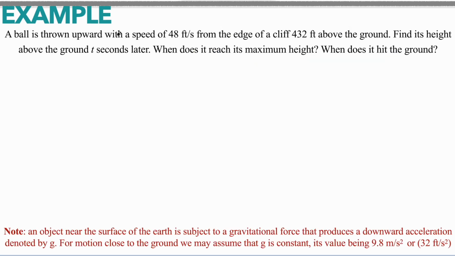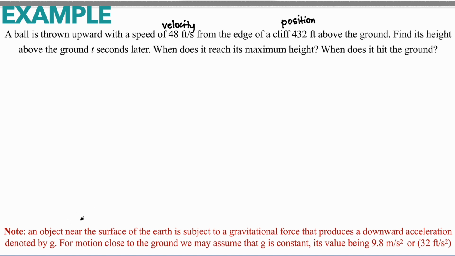Next, a ball is thrown upward with a speed of 48 feet per second. Okay, think of that as velocity. From the edge of a cliff 432 feet above. Okay, that is going to be some type of position. Find its height above the ground 2 seconds later, when it reaches max, and when it hits the ground.